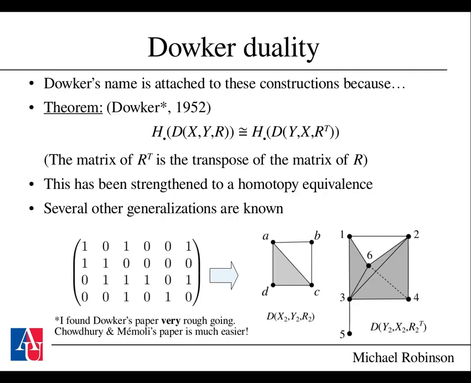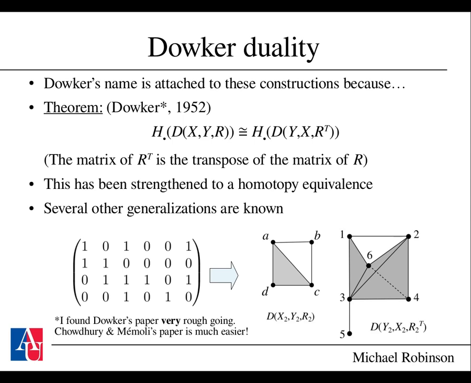Now, why do we call it Dowker complexes? Well, it's basically because in 1952, Dowker wrote a paper that demonstrated that the homology of this complex, which we've been describing, is actually isomorphic to the homology of the complex you get if you transpose the matrix. So you switch rows for columns, and so in particular you switch out what the vertices are. The complexes can look rather different.